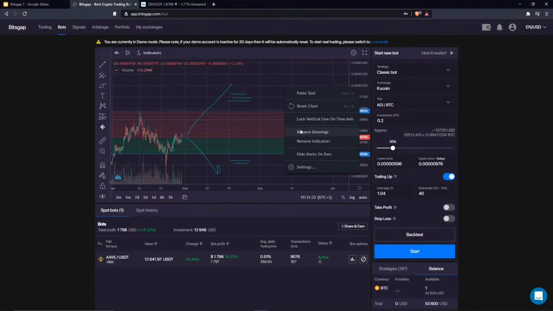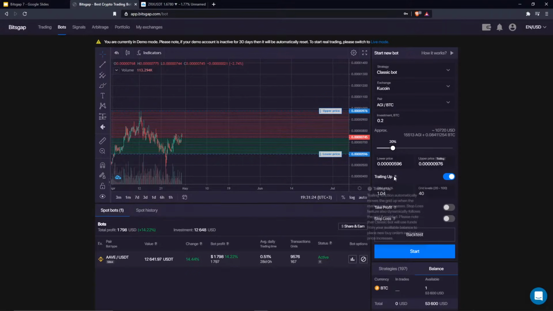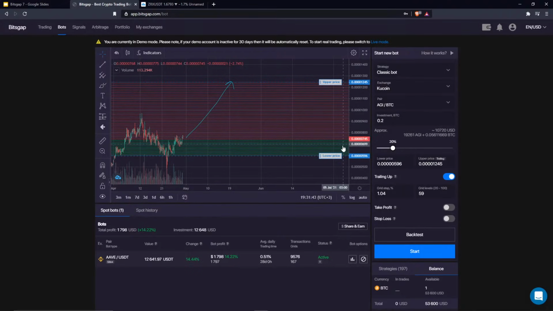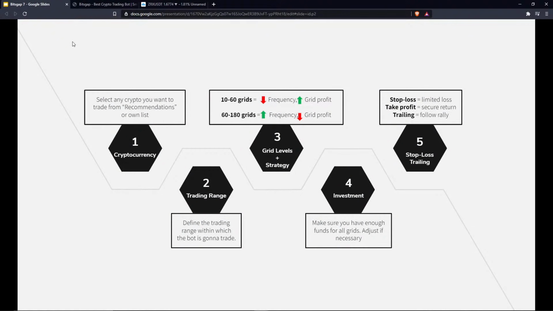But there is a trick. If you have enabled trailing up, then as soon as the price breaches the upper price and goes even higher, you will see that the bot will follow the rally by moving your trading range higher, so that you end up having your trading range somewhere around this new zone. Let me show you some examples that I have.